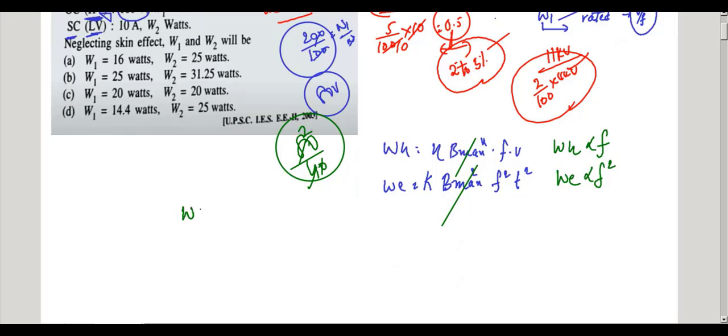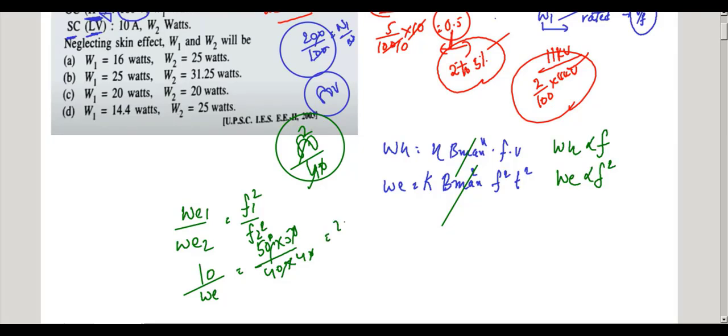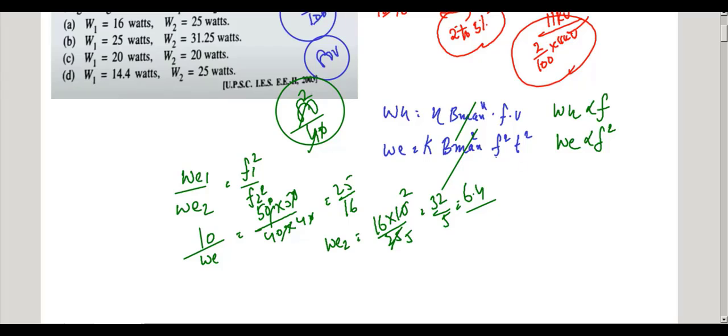Eddy current loss 1 by eddy current loss 2 equals frequency 1 square by frequency 2 square. Eddy current loss is 10 watts, so 50 into 50 by 40 into 40 is 25 by 16. Eddy current loss 2 equals 16 into 10 by 25, which is 6.4 watts. Hysteresis loss 1 by hysteresis loss 2 equals 50 by 40. Hysteresis loss 1 is 10 watts, so hysteresis loss 2 equals 10 into 40 by 50.